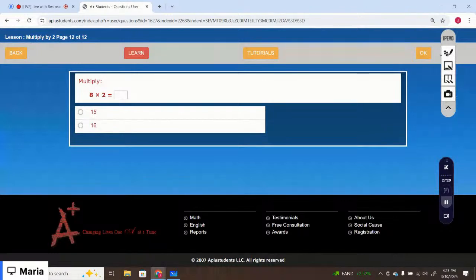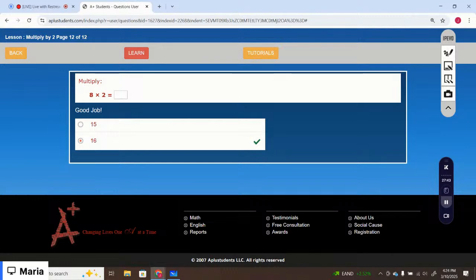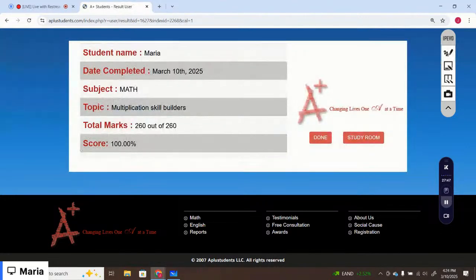Eight times 2 equals 16. 8 times 2 is 16. We are done with the lesson. Let's just move on to the next lesson.